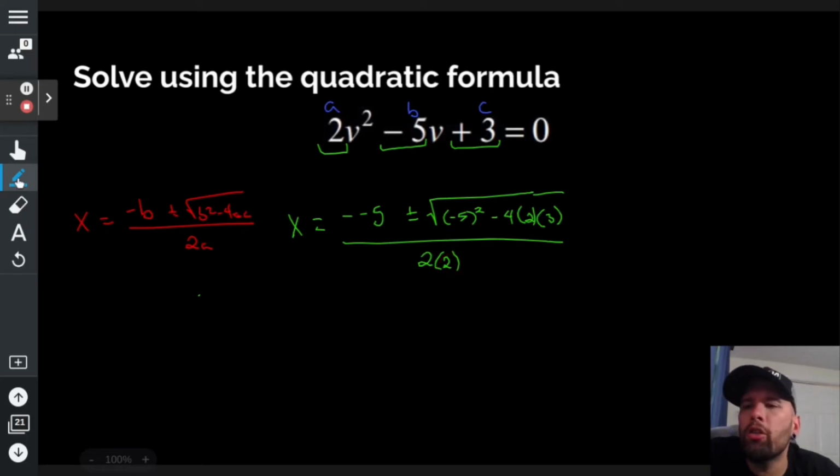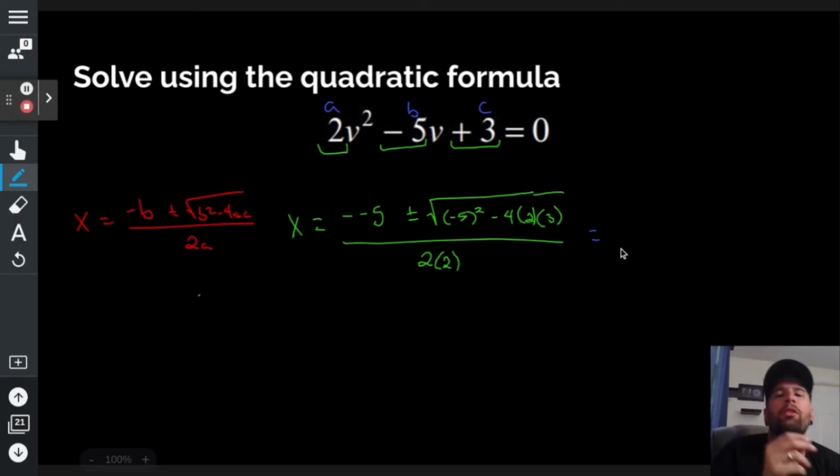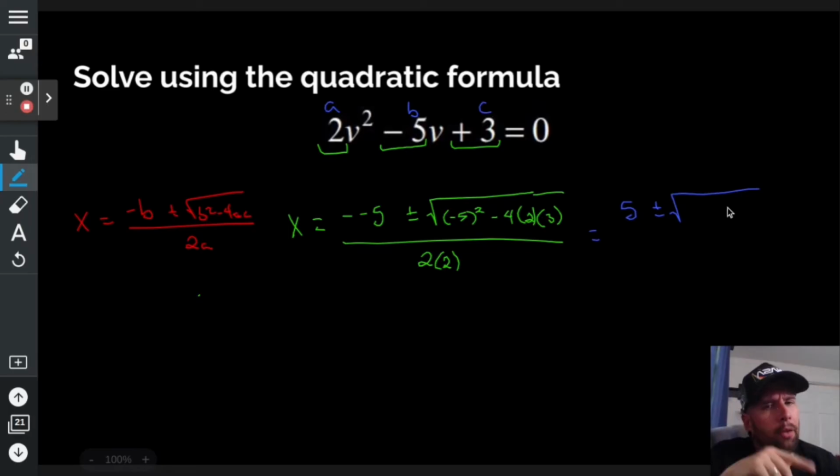Now, when you're doing this, the first thing you're going to want to do is everything inside the parentheses first, inside the square root first, which is a set of parentheses. I didn't misspeak. Negative 5 is 5, though. I can just take care of that right now. So plus or minus the square root. Negative 5 squared is 25.